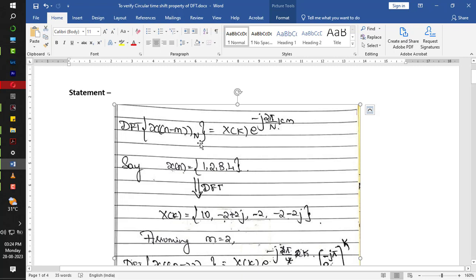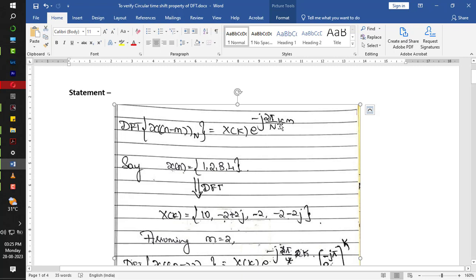x of (n minus m) mod N. M is the number of shifts here, so we are shifting right. We have a sequence x of n and we are shifting it right M times. In the frequency domain, this is equal to the DFT of the sequence x of n, which is X of k, multiplied with e power minus j 2 pi by N into km, and this is also a sequence.